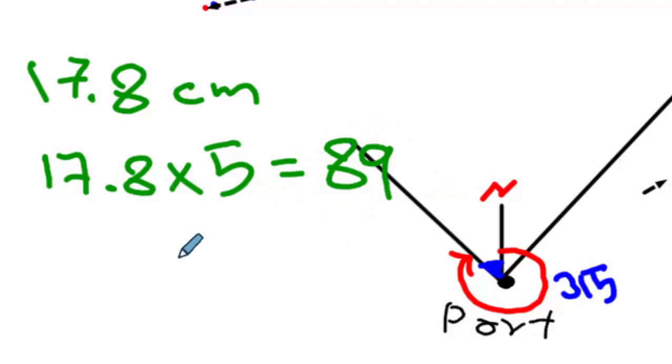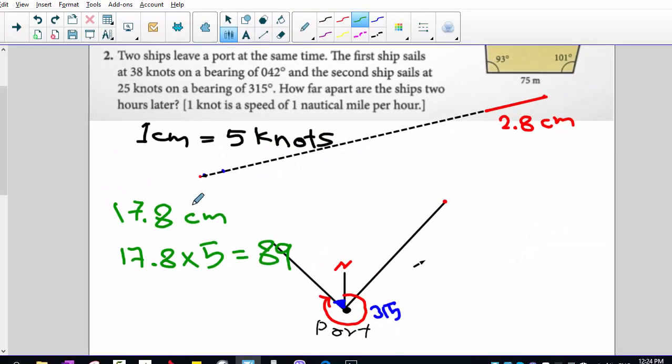nautical miles. The distance between ship 1 and ship 2 is 89 nautical miles after 2 hours. These two lines represent their movement in the first hour, and in the second hour it will be just doubled, and this is the distance between them, which is 17.8 centimeters multiplied by 5. That gives 89 nautical miles apart.